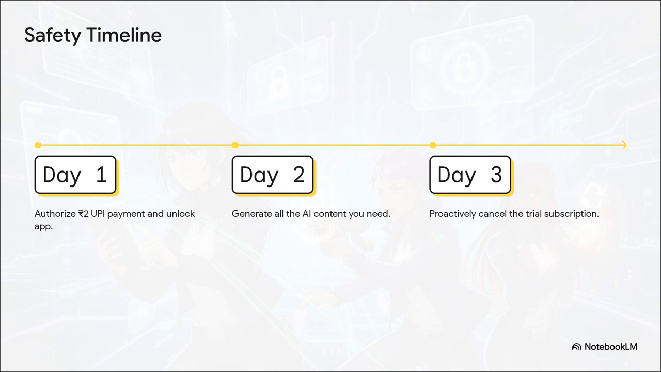On day 1, you authorize that 2 rupees via UPI and unlock the app. On day 2, you go totally wild, generate all the photos, all the animations you need at lightning speed. But by day 3, you must proactively go into your Google Play or Apple subscriptions and cancel that trial. Honestly, the creator highly recommends just setting an alarm on your phone the very moment you sign up. Seriously, do it just so you don't miss that window.